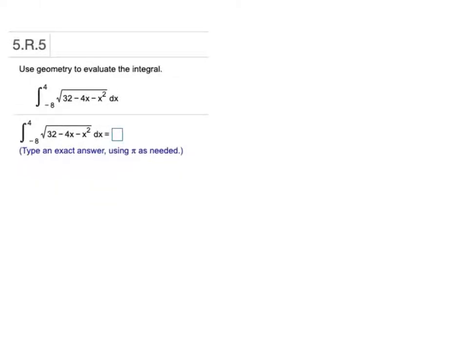This is a quick solution to the first problem on the review problems for integration, where the problems are asking about using geometry to evaluate the integral. And the idea here is to remind you that the definite integral can be interpreted in terms of area between a curve and the x-axis.